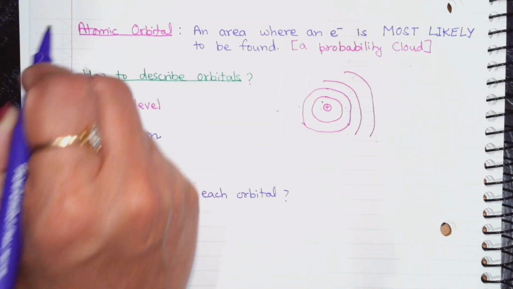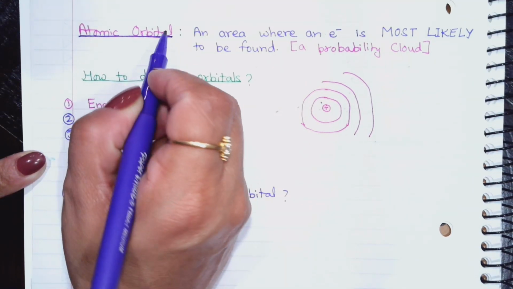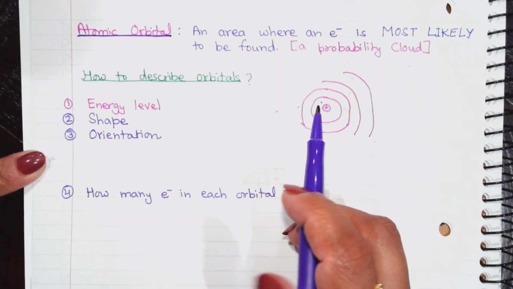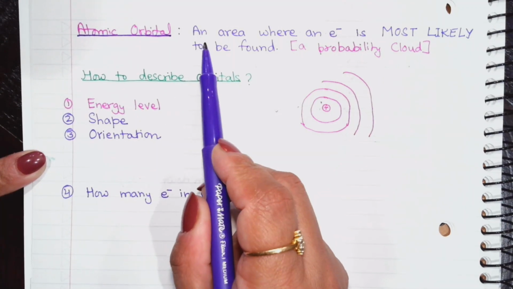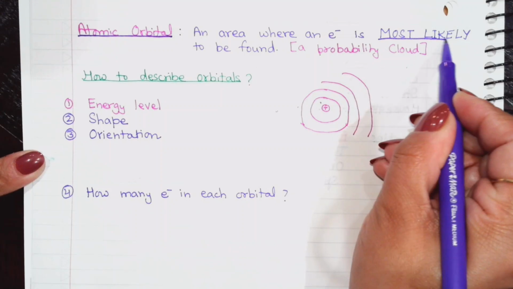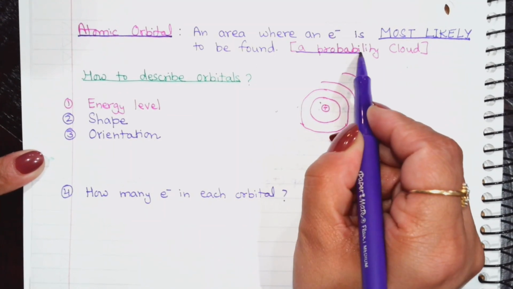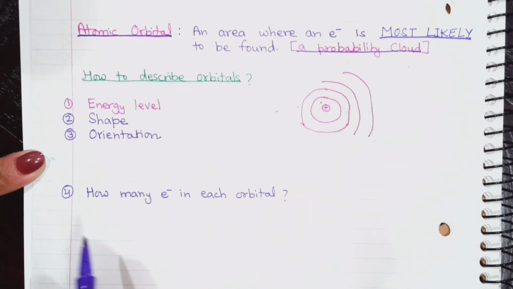Hello everyone, today we'll talk about atomic orbitals. According to the quantum mechanical model, an orbital is an area where an electron is most likely to be found, kind of like a probability cloud, right? We already talked about that.